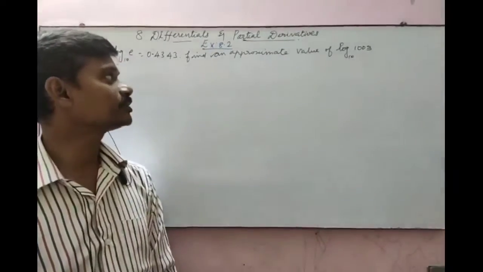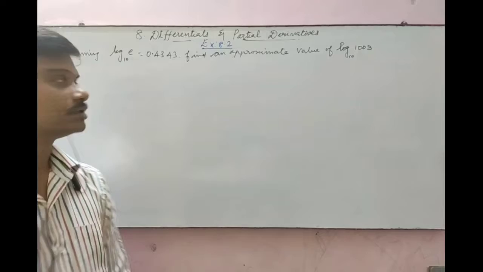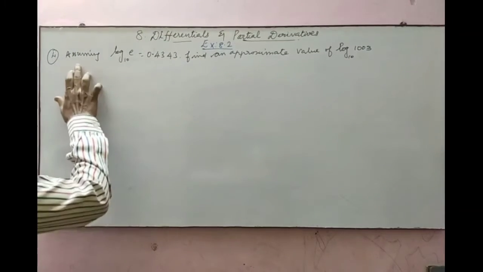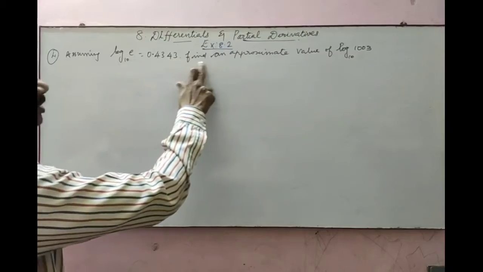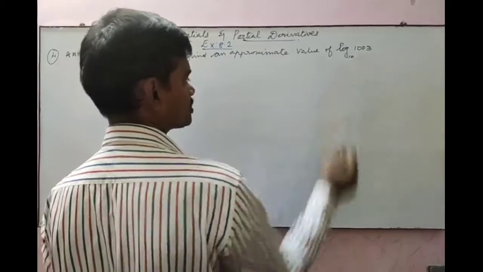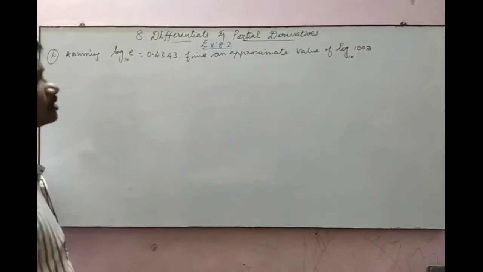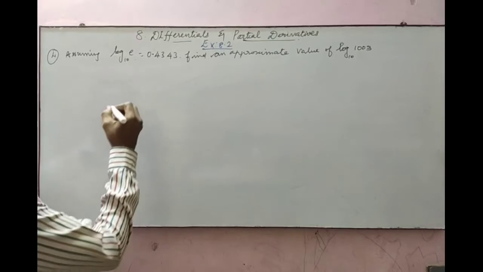In this session we are going to do the remaining sums in the exercise 8.2. In that, the first sum is the fourth sum. Assuming log e to the base 10 is equal to 0.4343, find an approximate value of log 1003 to the base 10. Here in this question we have to frame the equation.